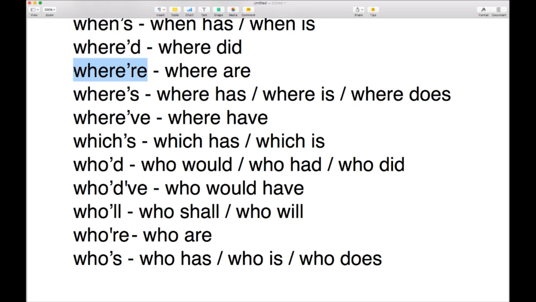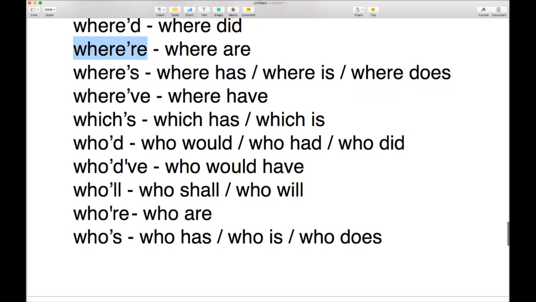And then we have where're. This is the contraction for where are. I would never, ever, ever write this down. It's weird. I wouldn't write this down, but you might say it. Where are. Where becomes like a schwa. Where are you going?